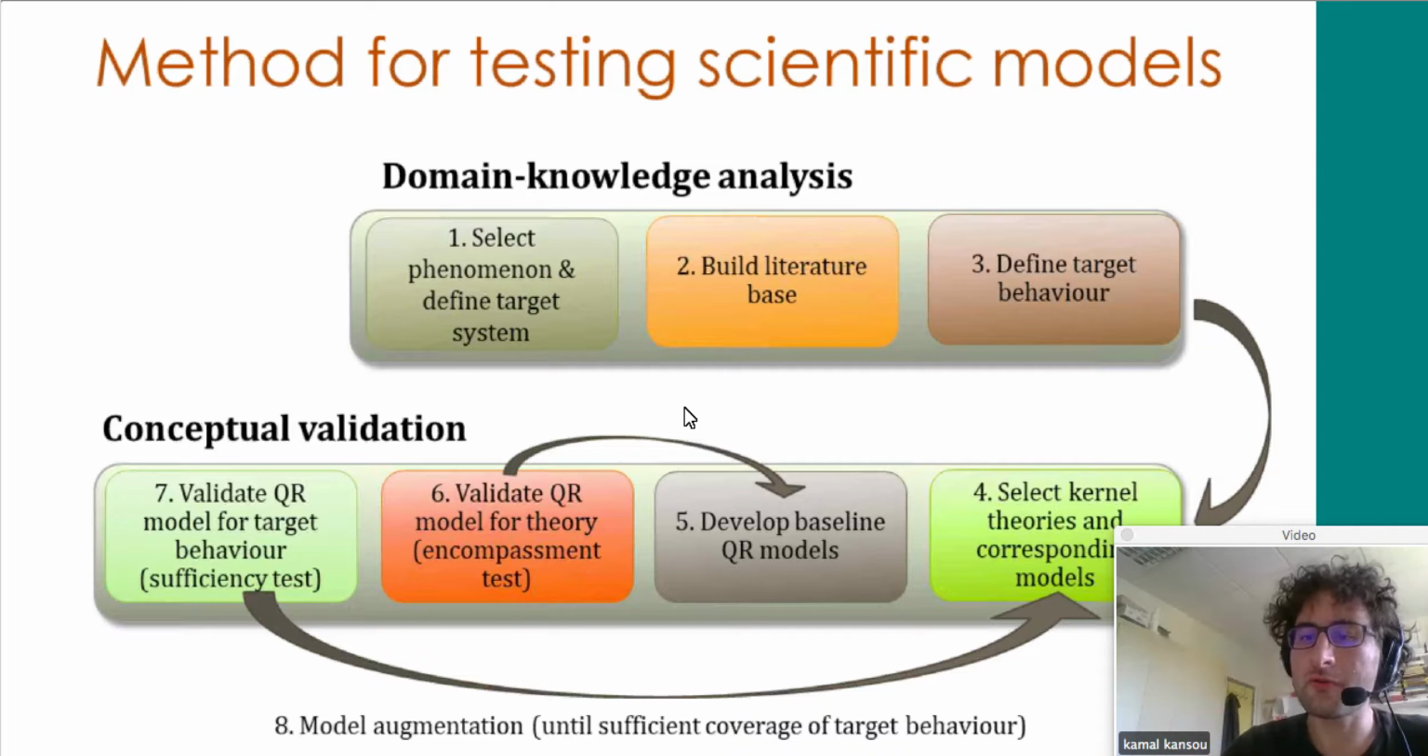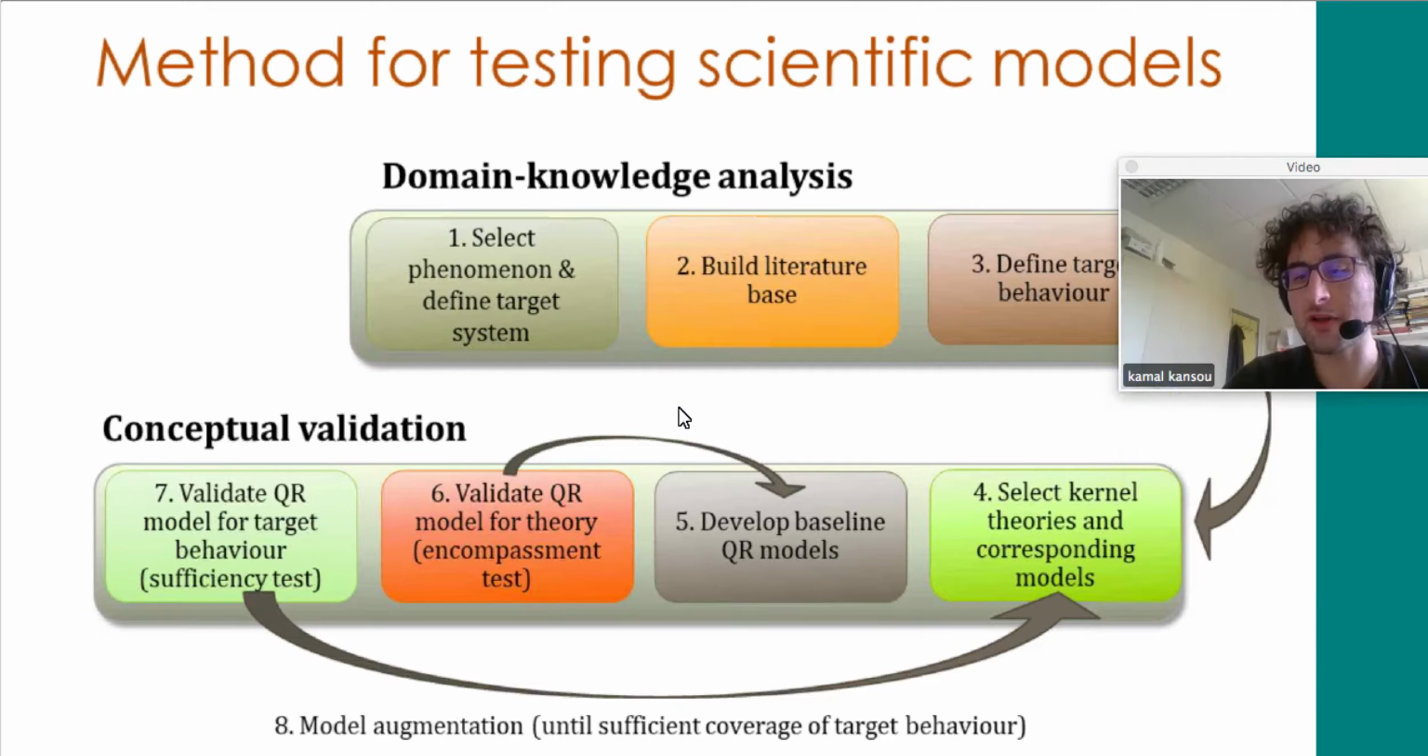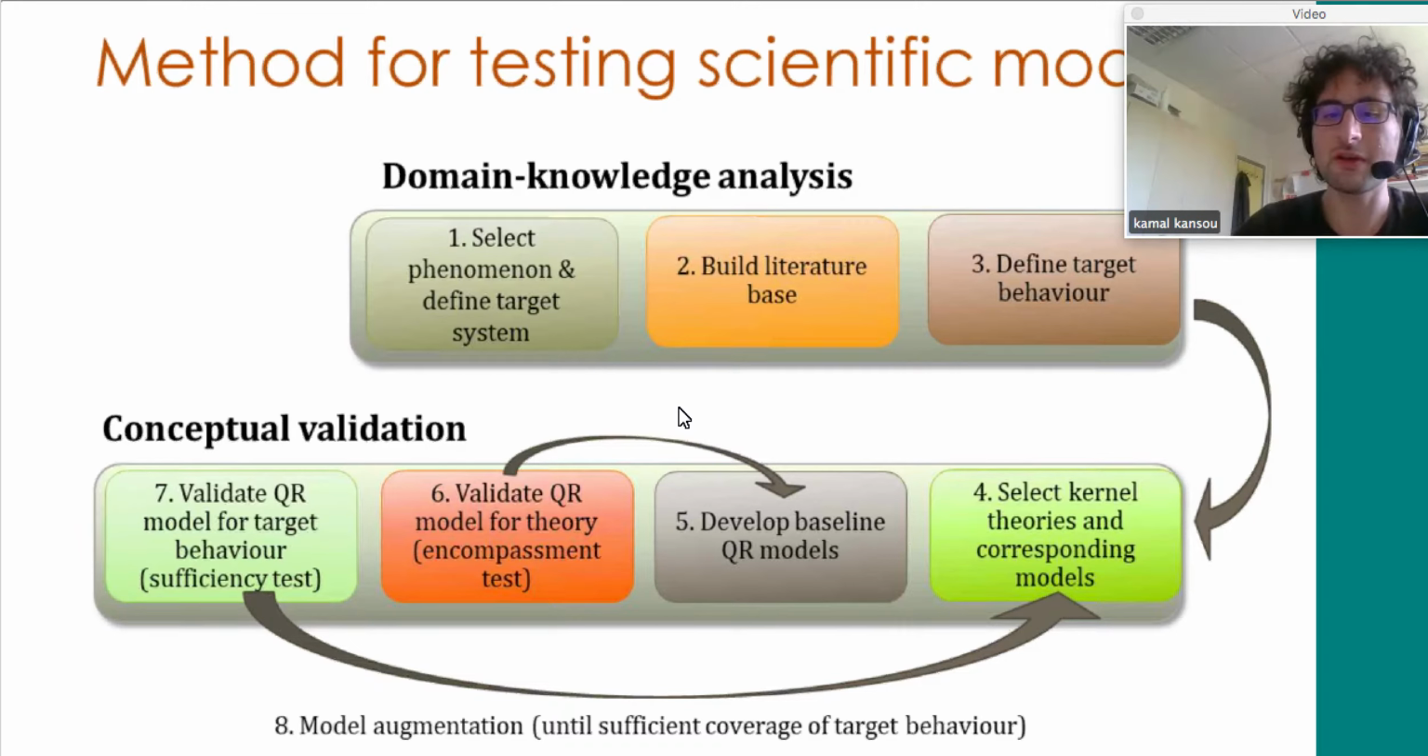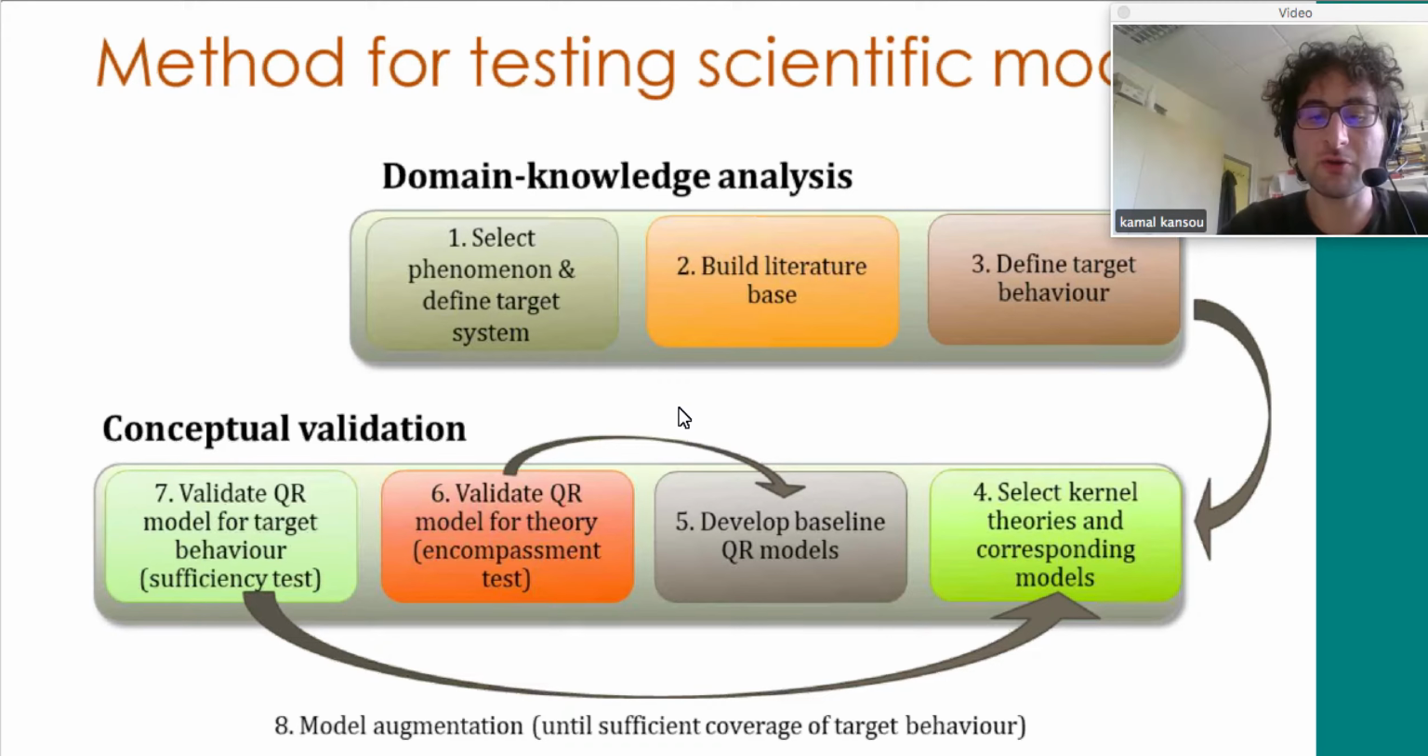So once you have the target behavior, then you do the modeling work, the conceptual validation work. This is step 4, where you select kernel theories and corresponding models. In step 5 you develop the QR models, and you want to test these QR models against observations from the source papers, to assess if the representation is consistent with the initial theories. This is what we call the encompassment test.